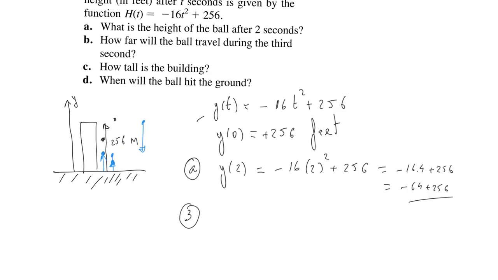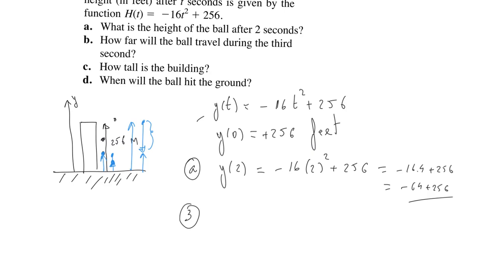And how far has it traveled? It has traveled 256 minus 112. It has traveled everything minus this. It has traveled this amount of feet. How tall is the building? Well, we said at the beginning the building is 256.